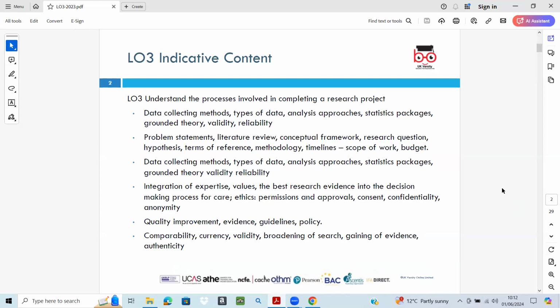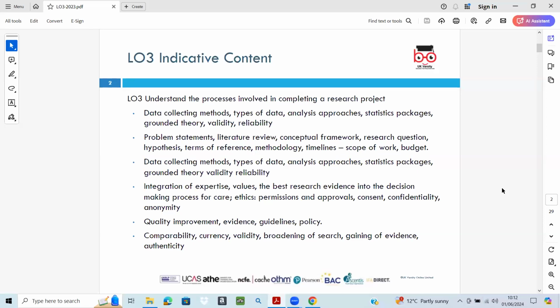Right. Here we have the indicative content. So we need to discuss data collection methods and types of data. So first one is the data collection method.